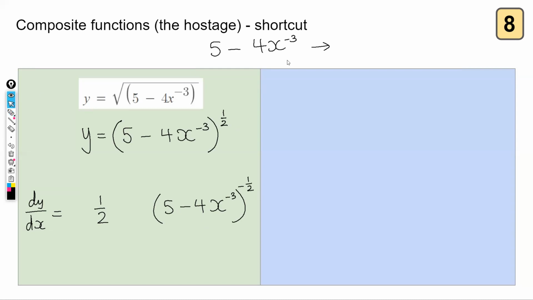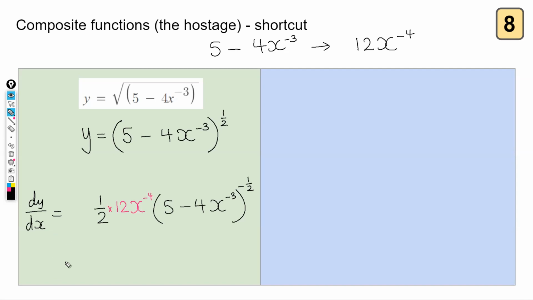If I differentiate this in my head, when I differentiate the 5, I will get 0, so I don't really care about the 5. When I differentiate this, the minus 3 jumps in front, so you get positive 12, and you minus 1 from the power to get minus 4, right? So over here, when you differentiate this, you have to throw it outside as well. So you get multiplied by 12x to the power minus 4.